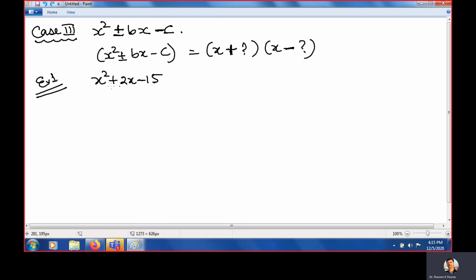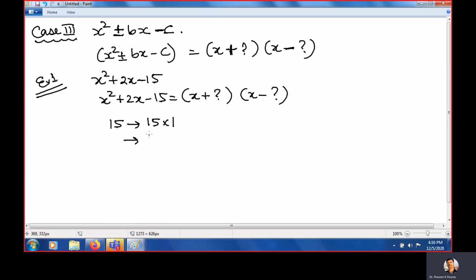So what is the answer? Answer is x square plus 2x minus 15 is equal to x plus the first one and x minus the second one. This you need to find. Okay, let us find the factors of 15. 15 is 15 times 1. Another is 5 times 3. No more factors, only two factors.